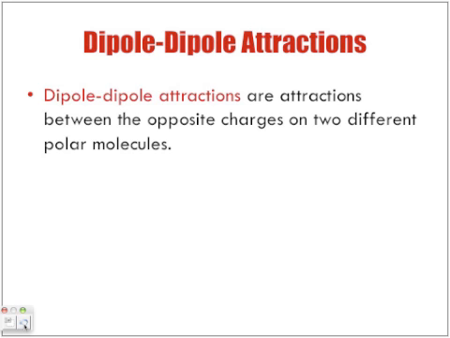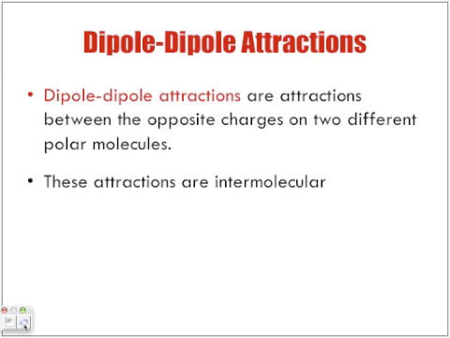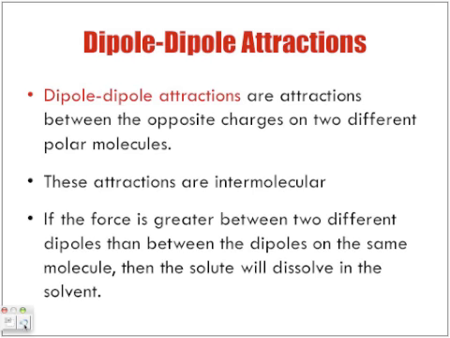Dipole-dipole attractions are attractions between opposite charges on two different polar molecules. So we're looking at two different polar molecules that are attracted. With the example we showed you before, it was one molecule of water with another water molecule. They're both the same type of polar molecule. But here, a dipole-dipole attraction is that of one polar compound with another polar compound. These attractions are considered intermolecular. So if the force is greater between two different dipoles than between the dipoles on the same molecule, then the solute will dissolve in the solvent.